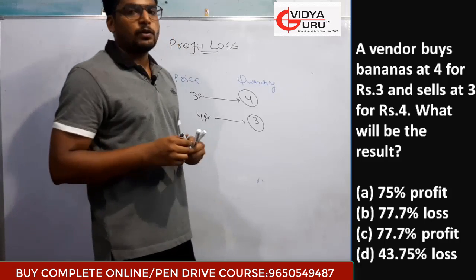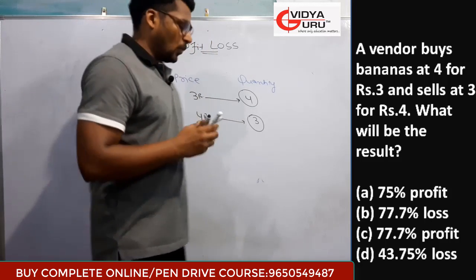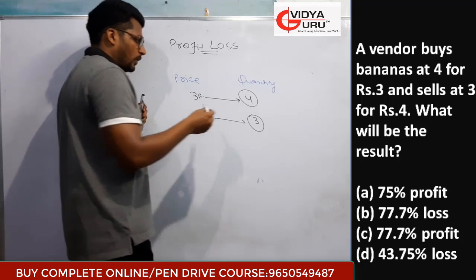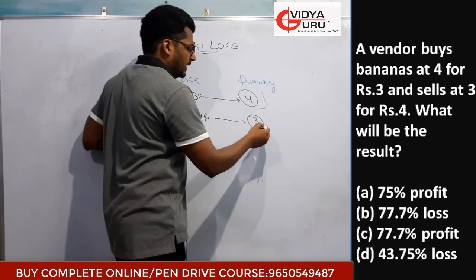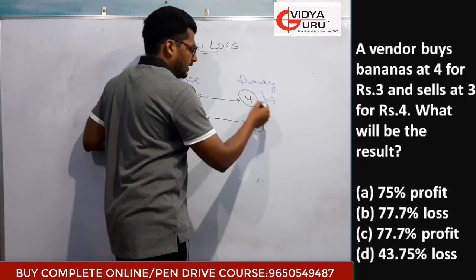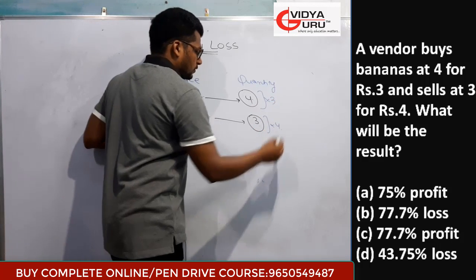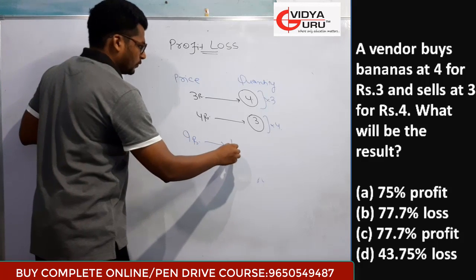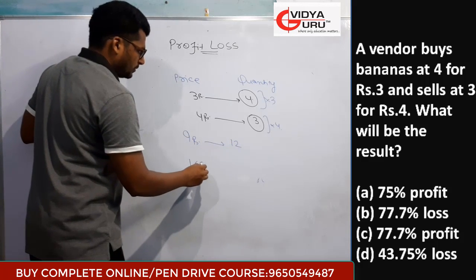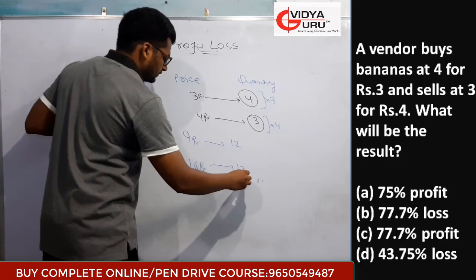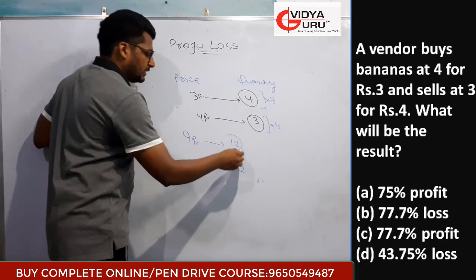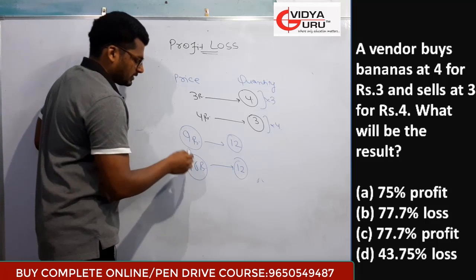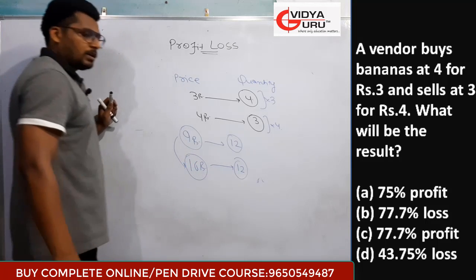To find the profit or loss, we need to make one thing equal, either price or quantity. We will make the quantity equal. How can we make it? We will multiply by 3 here and by 4 here. So what will it become? 9 rupees for 12 and 16 rupees for 12. That means we have made the quantity equal. He has purchased for 9 and sold for 16. How much profit did he get? 7.